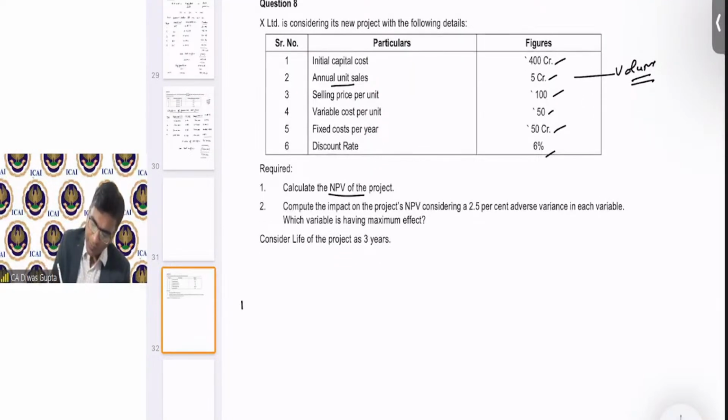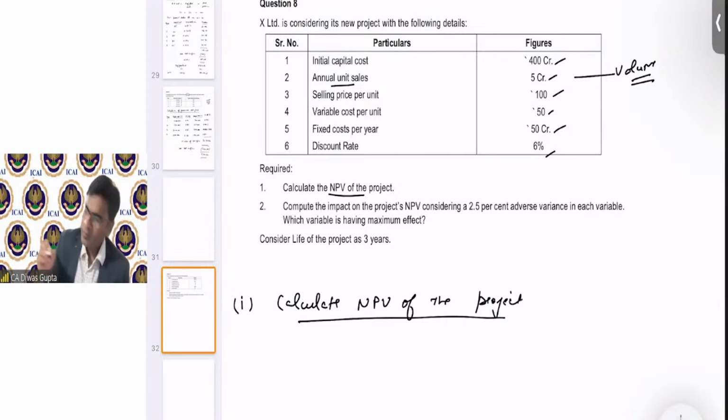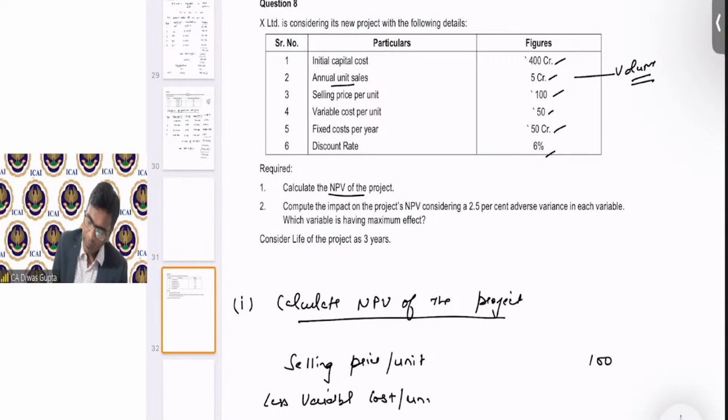So first of all, let's calculate the NPV of the project. Let's start from the selling price per unit. How much is it? Rupees 100, less variable cost per unit, which is 50 rupees.